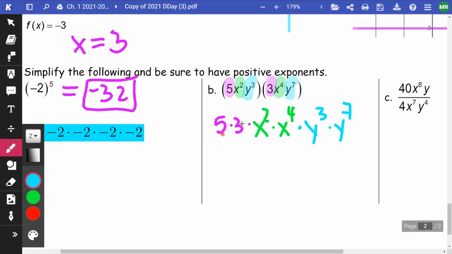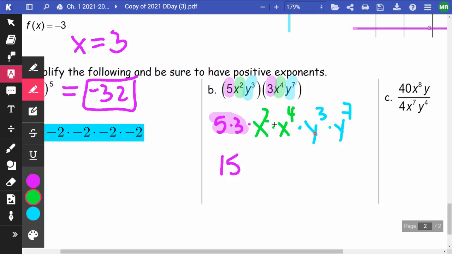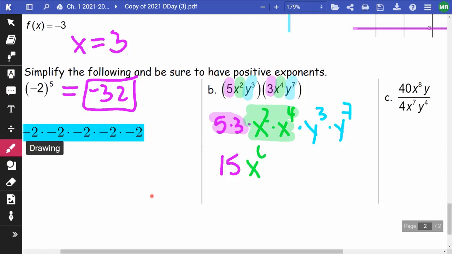So here, these are normal multiplication. So 5 times 3 is 15. When I'm dealing with my x's, and I have x to the second times x to the fourth, I add my exponents, okay? So I have 2 x's here multiplying with 4 x's here. I'm going to have a total of 6 x's. So when you're multiplying the bases, and the bases have to be the same, you add your exponents, okay? Now over here, when I have y to the third times y to the seventh, I'm going to do the same thing. I'm going to add the exponents, so 3 and 7 makes a 10, and that's going to be your final answer. 15 x to the 6, y to the 10.